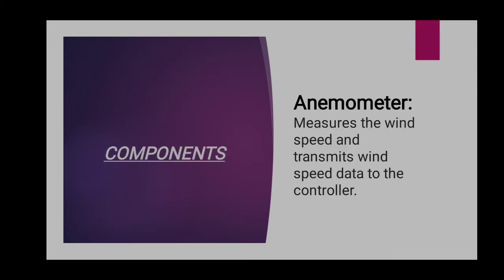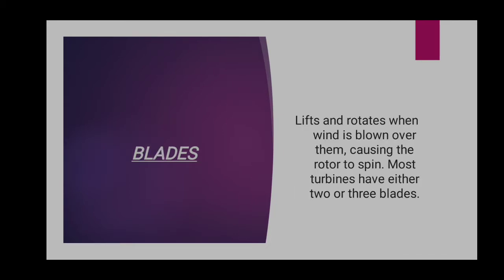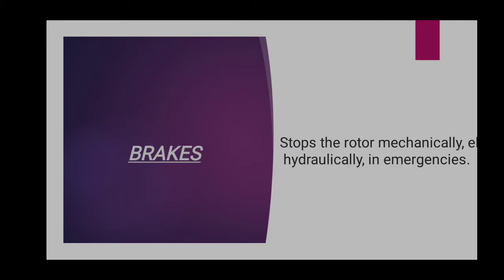Components: The anemometer measures the wind speed and transmits wind speed data to the controller. Blades lift and rotate when wind is blown over them, causing the rotor to spin. Most turbines have either two or three blades. Brakes stop the rotors mechanically, hydraulically, and in emergencies.